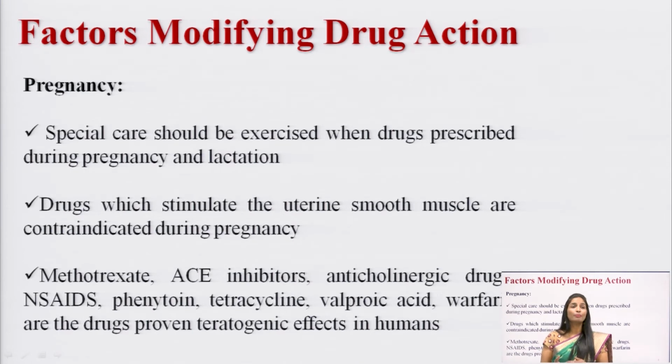And drugs like methotrexate, angiotensin converting enzyme inhibitors, anticholinergic drugs, non-steroidal anti-inflammatory drugs, phenytoin, tetracycline, valproic acid, and warfarin, like anticoagulant drugs, all these drugs have been proven to cause teratogenic action. So, you should not prescribe these drugs to a pregnant woman, and should not use uterine stimulant drugs, which are contraindicated in pregnancy.